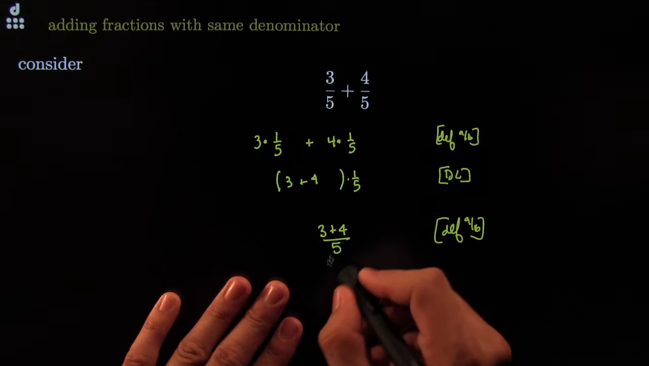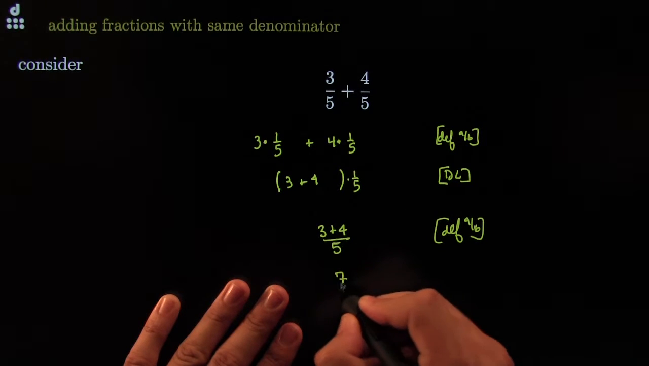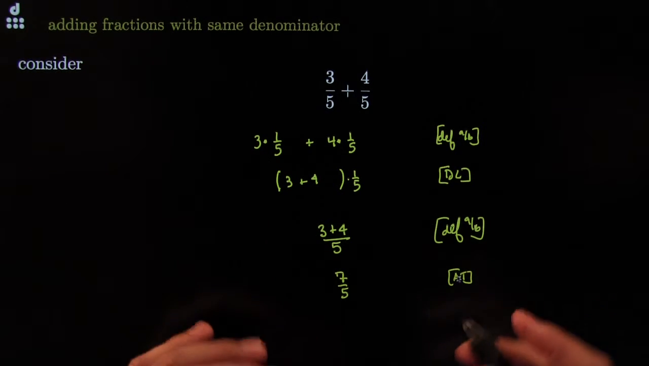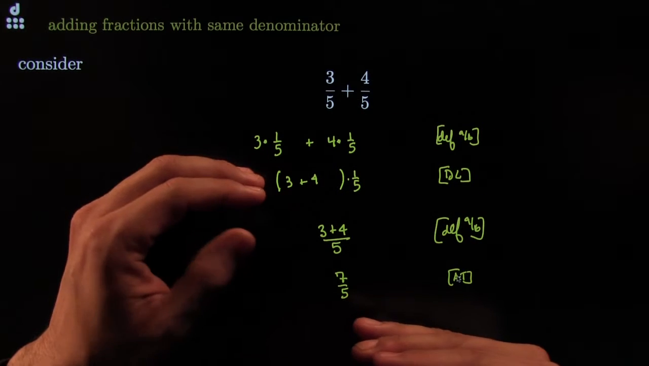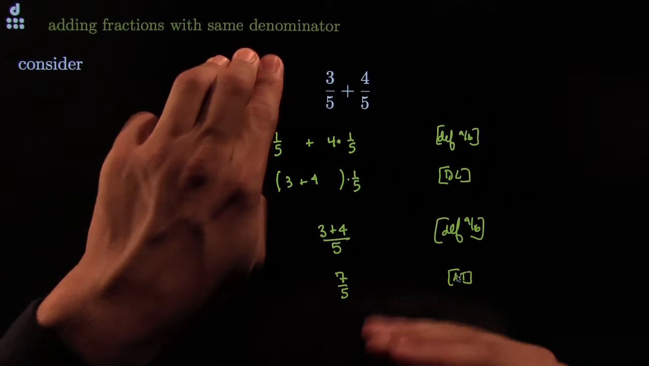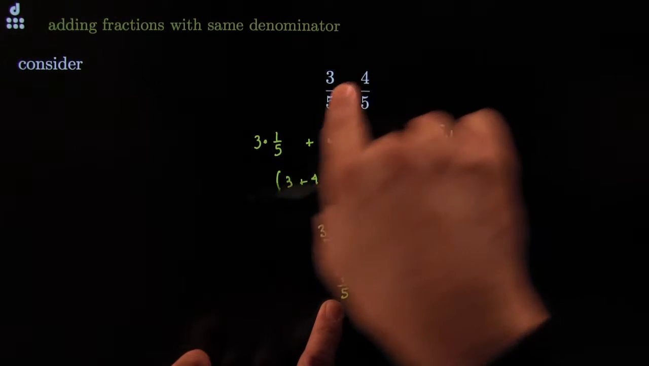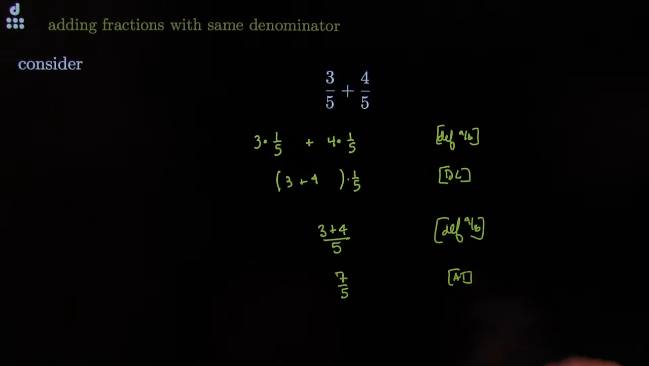Clever, huh? First use the distributive law, and then you can go on and use the addition table if you wanted to. This would be 7 over 5 by the addition table. And that right there is a very professional way to add fractions step by step. A professional way to see why when you have the same denominator, you don't do anything. All you do is leave the denominator the same and add the tops, the numerators. That was so fun. Let's try it again.